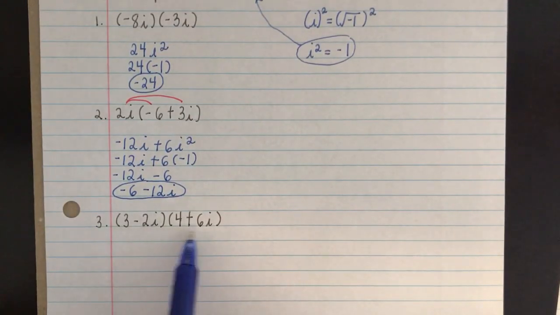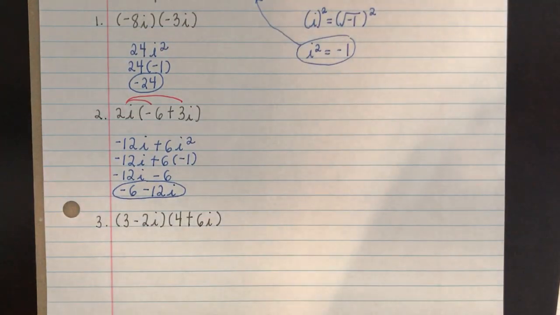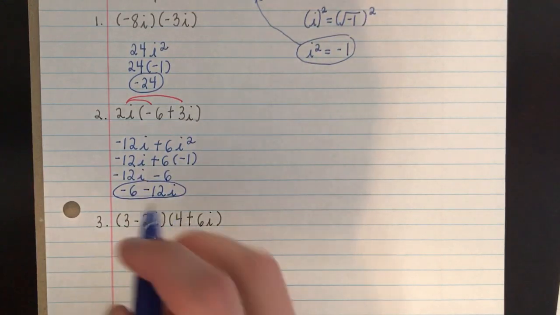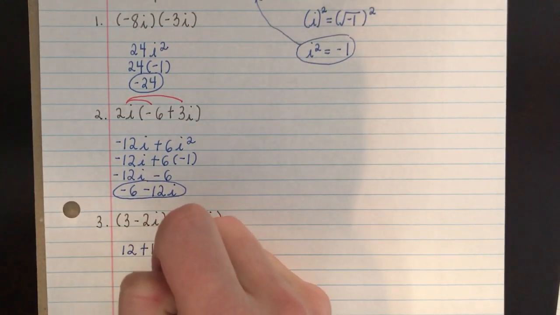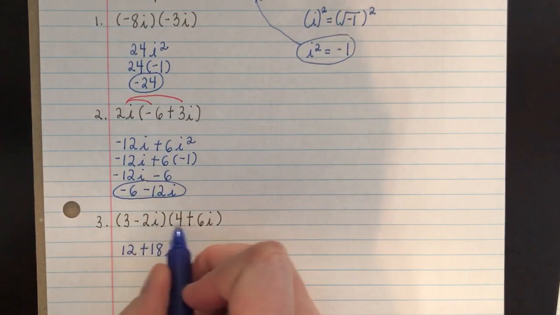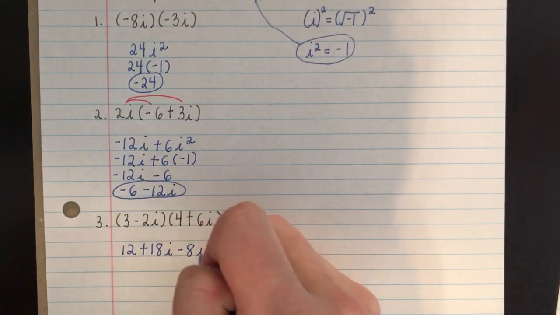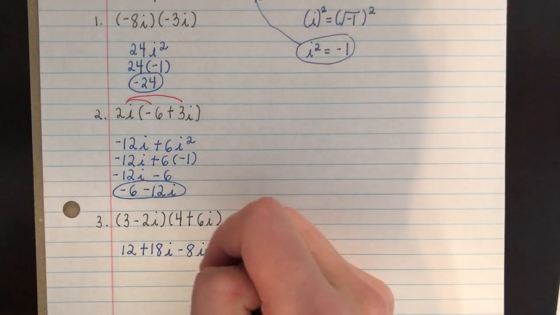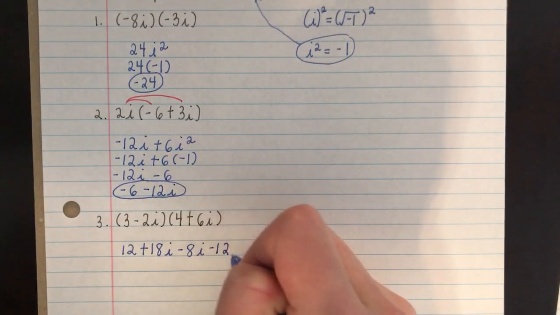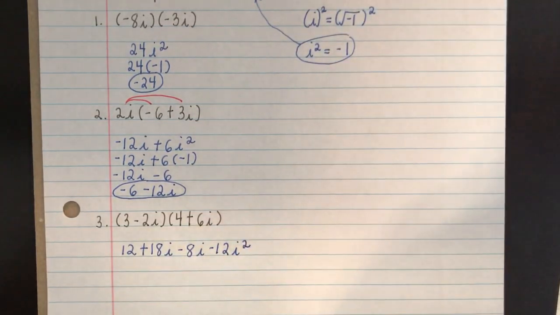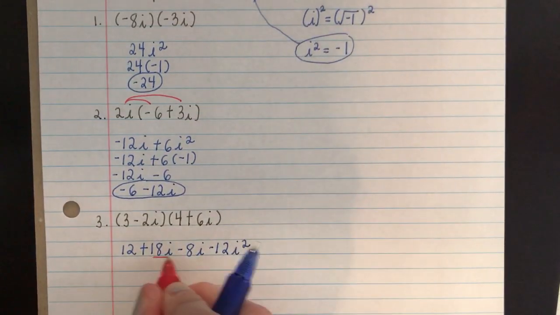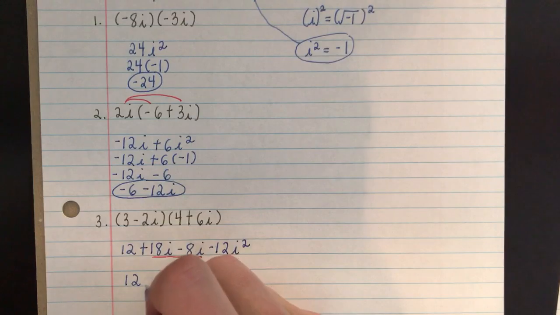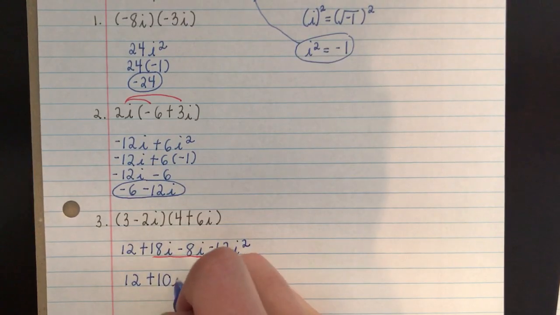Last but not least, multiplying two binomials together, you're going to use the FOIL method. So 3 times 4 is 12. 3 times 6i is 18i. Inner, -2i times 4 is -8i. And then last, -2i times 6i would be -12i squared. So then here you can combine these two middle terms. They're like terms. So 12 + 10i.